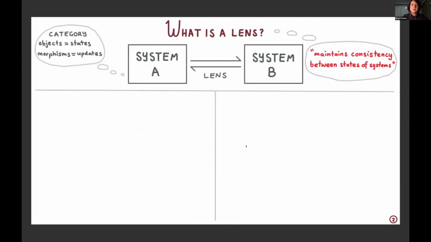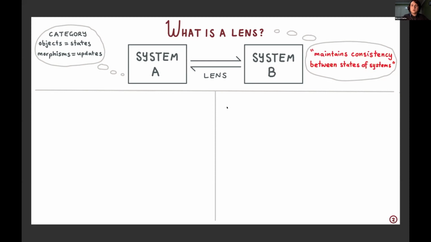Any talk about lenses should really start with what kind of lens are we talking about. The lenses I want to talk about today are meant to provide some kind of structure that maintains consistency between the states of a system. Here we'd like to think of a system as some kind of category whose objects are the states of the system and whose morphisms are the updates or transitions between the states of this system. And so a lens is some morphism between systems, which keeps these states consistent.